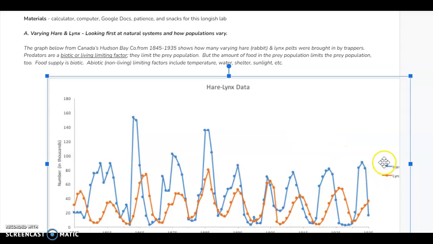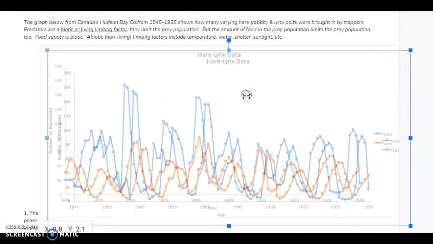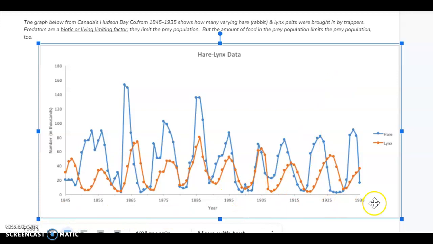And the key on this, over at the right here, you can see the hare is in blue, the lynx is in orange. And the lynx is a type of big cat. Okay, so then it gives some more information about biotic and abiotic factors. So the x-axis is time in years, and the y-axis is number in thousands, and that is numbers of pelts, the skins from these animals that trappers had trapped, that were brought into the company for counting, and they kept good records.